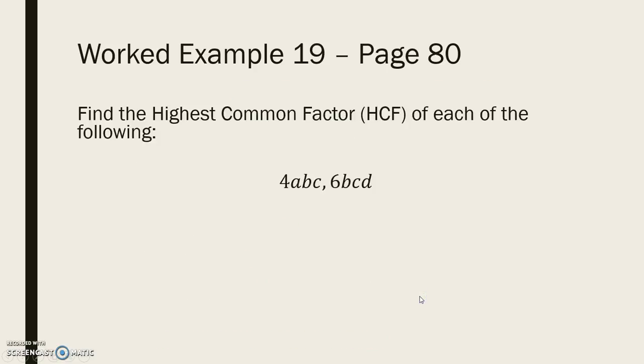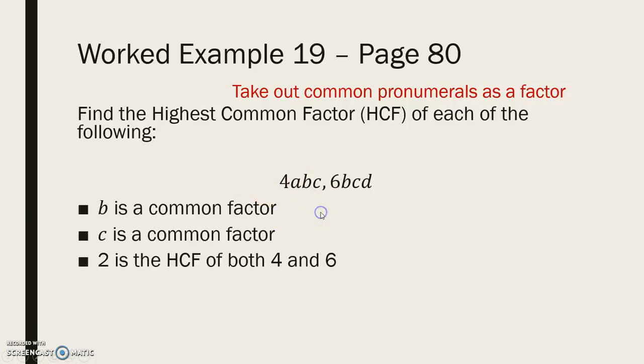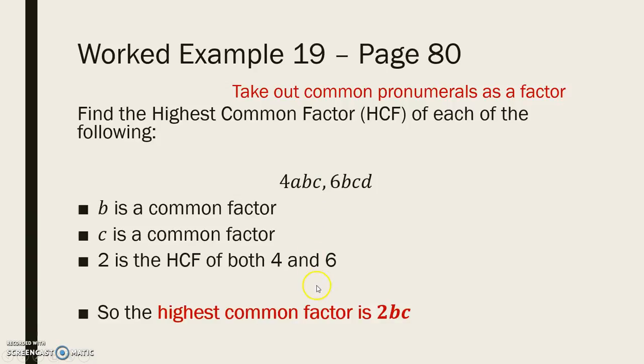For algebraic examples, we need to consider both the pronumerals and the number coefficient. So let's start with those. B is a common factor to both terms, so that means it is part of the highest common factor. C is also a common factor, hence BC is part of the highest common factor. And then consider the numeric values. 4 and 6 have a highest common factor of 2. So the highest common factor when you put those three things together is 2BC.